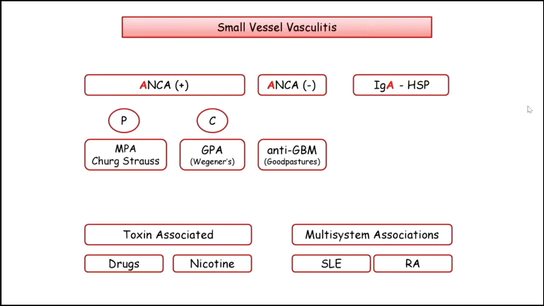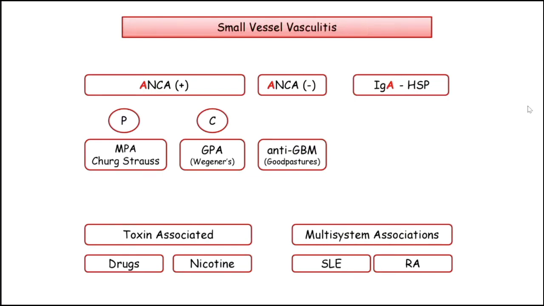And then there's just 2 other classes, right? So toxin-associated, and the toxin-associated, basically drugs, leukocytoclastic vasculitis, nicotine-related. So that's Buerger's disease, thromboangiitis obliterans. It's not really a vasculitis, but it comes up with the vasculitides. That's where you see those questions.